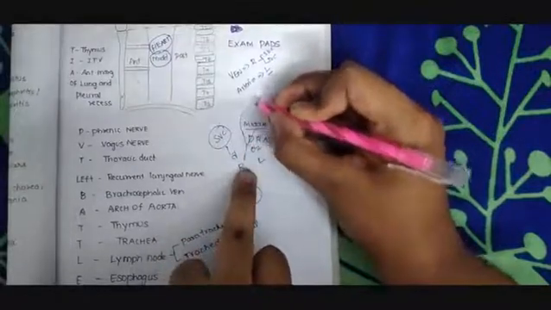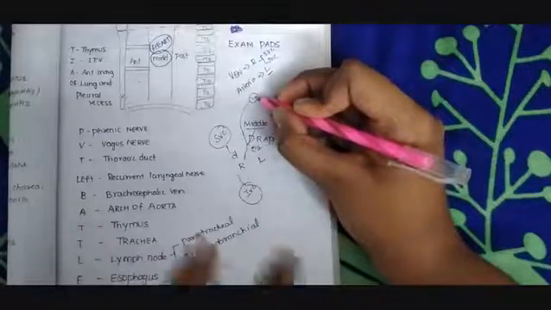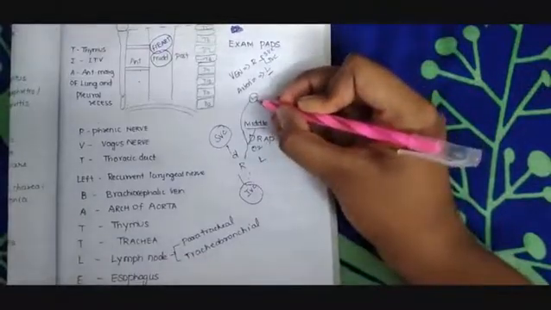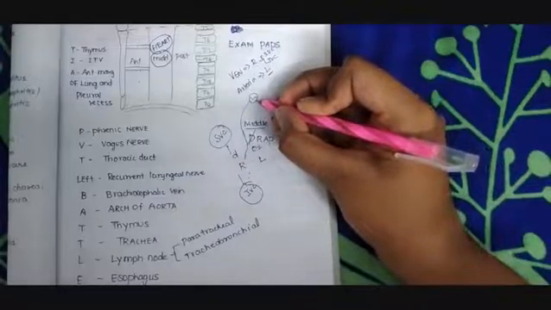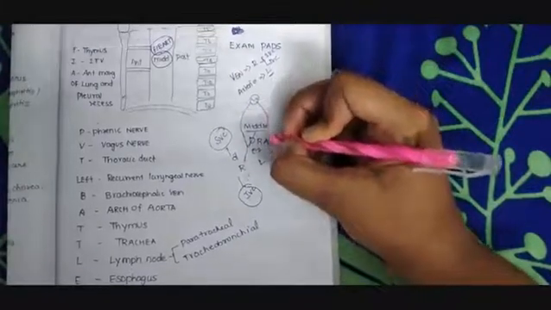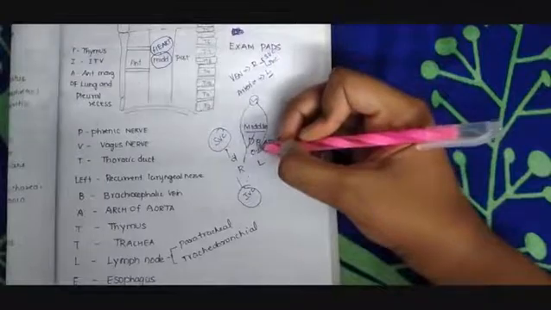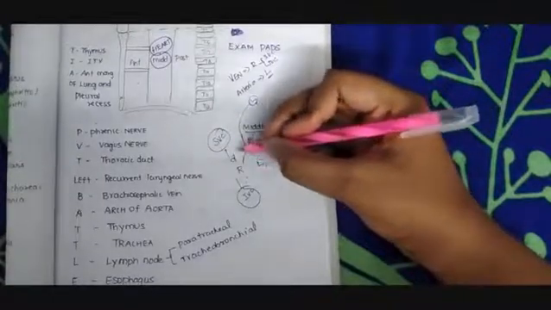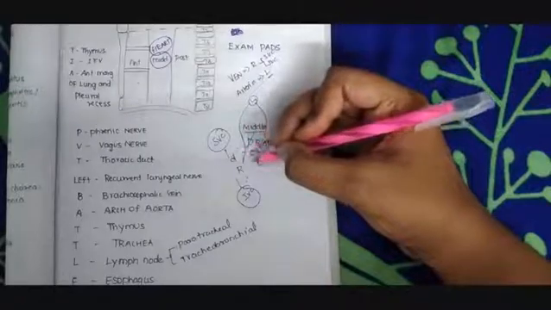the lung. And from the lung, once the purification process is over, the pulmonary vein is the structure which is going to bring the purified blood from the lung to the left atrium, from the left atrium to the left ventricle. From the left ventricle, we have the aorta, which is going to take this oxygenated blood throughout the body.